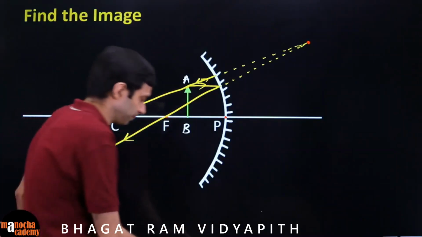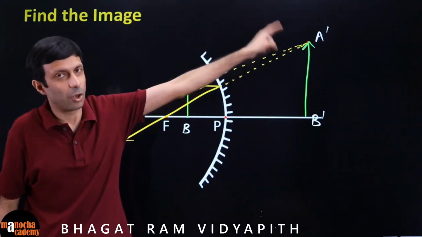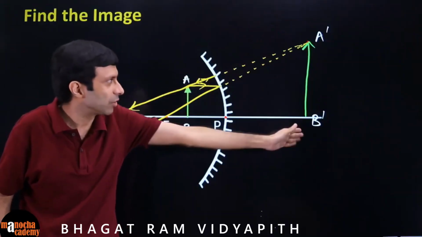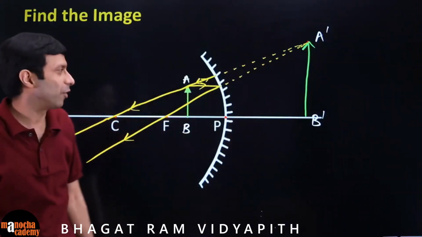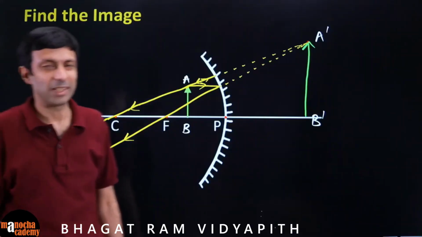Behind the mirror, A dash, B dash. Remember I said where the rays meet, that is the top of the object A dash. You just draw a straight line to the base and there you have your B dash. Okay, so now what are the properties of this image? Can you guys tell me?